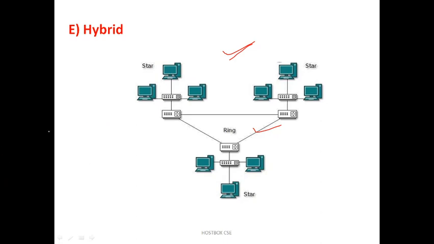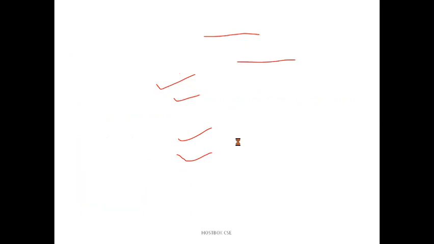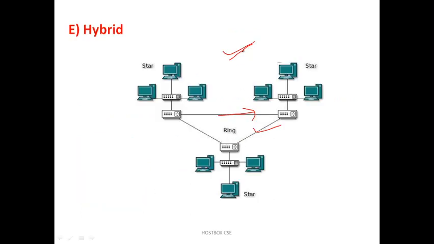If you combine or connect different topologies, it's called hybrid. It may be 2 or 3 or whatever. Because of this, what is the advantage? They can share information very easily and very fast. The advantage is that it is very flexible and effective, and the disadvantage is that it is costly. The hub cost is more because the hub must support all kinds of network topology. So I hope you have heard about the topologies and the types of topology like mesh, star, hybrid, ring, bus, and so on.